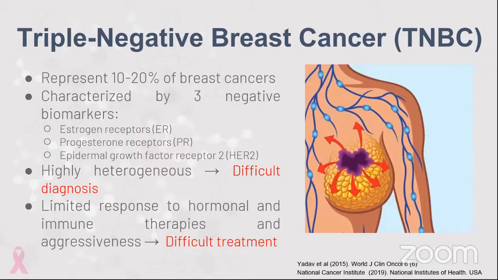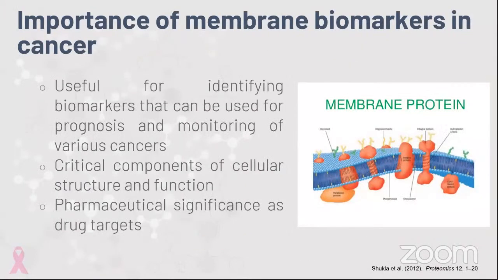Just in order to have some context about the triple negative breast cancer, it represents from 10 to 20% of breast cancer. However, it is highly heterogeneous, so it's difficult to diagnose. There are several subtypes, and also, the main characteristic of this type of disease is that these breast cancers have negative response to estrogen receptors, progesterone receptors, and also epidermal growth factor receptor. As a result, the hormonal and the immune therapies are not very effective, and it is commonly an aggressive type of disease. So the treatment is difficult, and early diagnosis is important in order to have a positive outcome when you are diagnosed with this disease.